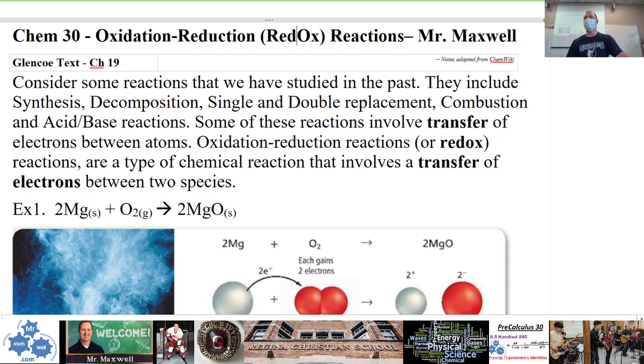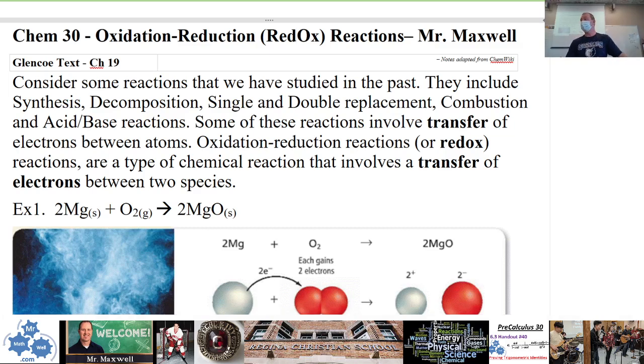Oxidation reduction reactions. This is the final unit in our class here this year, redox reactions. So we are starting this today in your Glencoe chemistry text, Matter and Change. We are in chapter 19. So you can check that out. You can have your chapter 19 open to follow along.